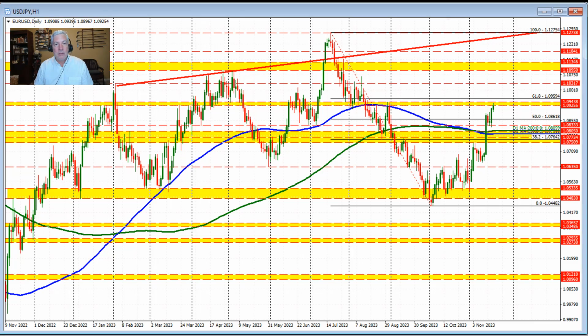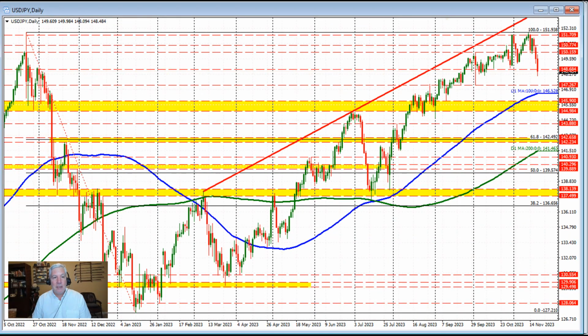Let's take a look at the dollar versus yen next, and let's focus on the daily chart. What we see in the dollar versus yen is a move to a high price right here of 151.90. That was the highest level for the trading year. We had our low in January and have been trending to the upside.